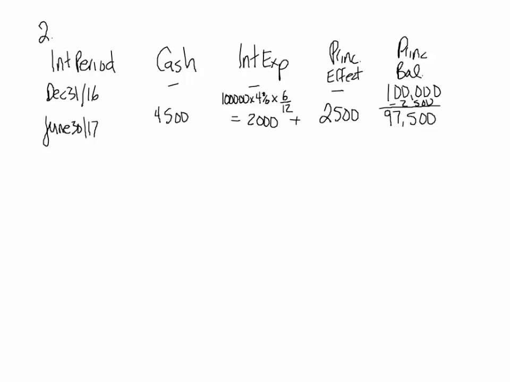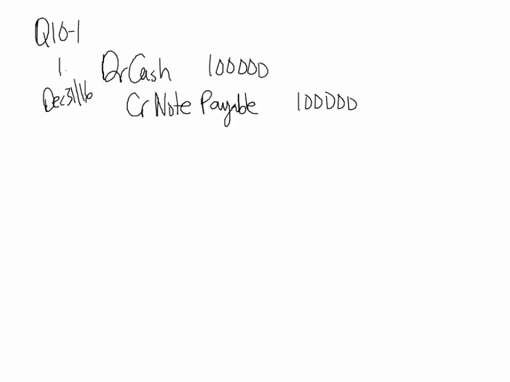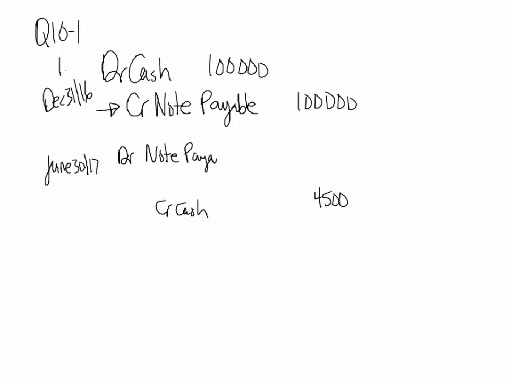So what is the entry that we would do at June 30th? So let's just flip back one page. So now we've got June 30th, 2017. We're going to have a credit to cash for the amount of cash we pay. And the chart tells us how much we pay. We pay $4,500. But we're also going to have a reduction in our note payable because our note payable is no longer $100,000. Instead, the note payable is going to go down by the $2,500.